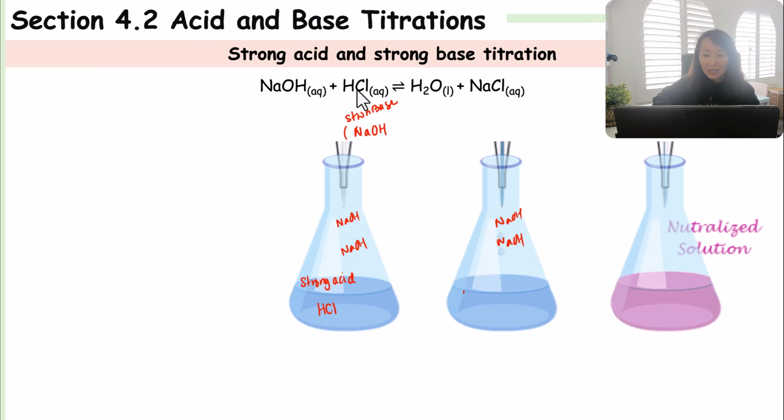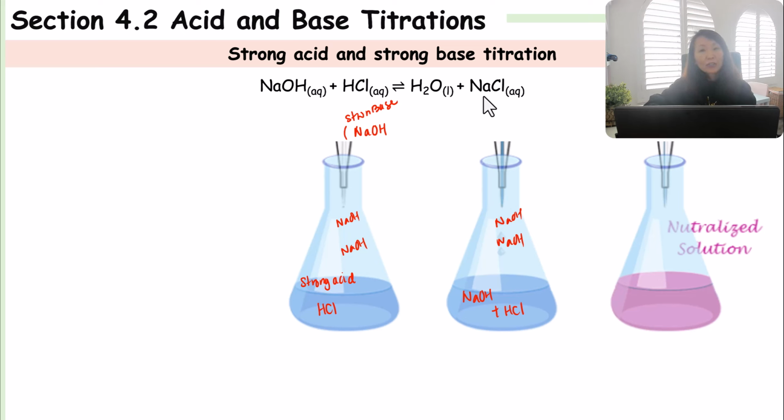Once the base hits right here, it reacts with the hydrochloric acid as shown above. Now you'll notice that the strong base will take away the hydrogen from the hydrochloric acid. So therefore, H and the OH form water. And then the rest, the sodium and the chlorine, combine together to form sodium chloride.